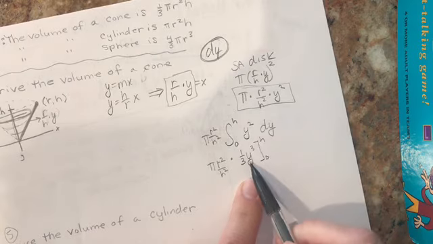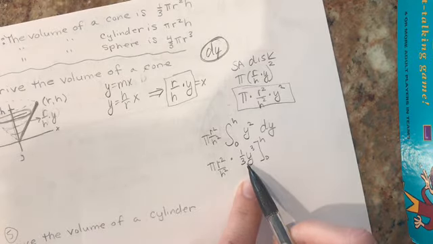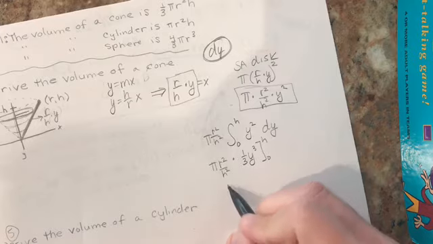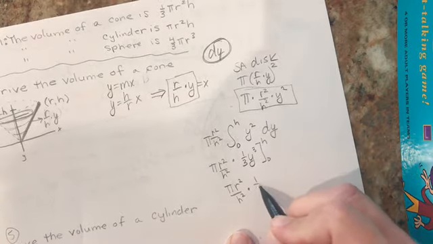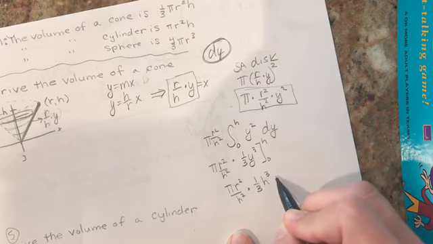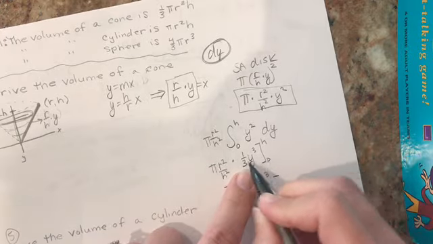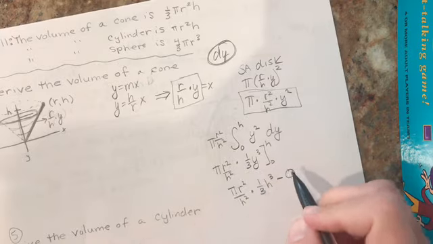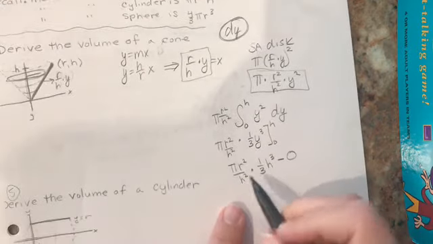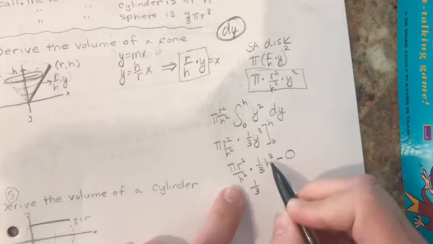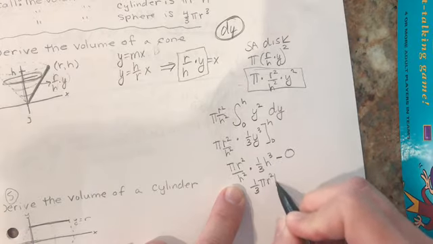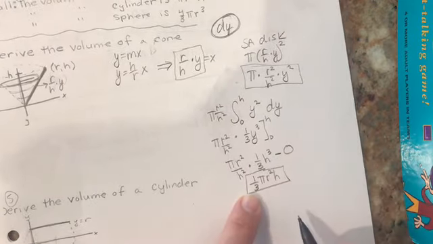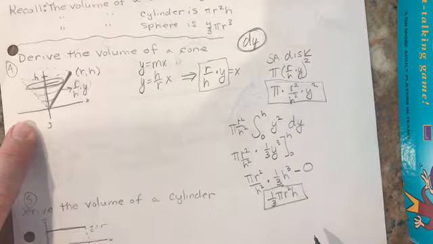So if you plug in an h to this, do you agree it becomes 1/3 h to the third? So we're going to have pi r squared over h squared times 1/3 h to the third, minus, and if you plug in 0, it's just going to all become 0. Okay, so now when you cancel, we get 1/3. This h squared and this h cubed cancel, right? And we have pi r squared h, and then we know that is the volume of a cone.